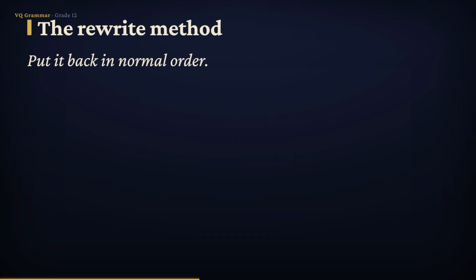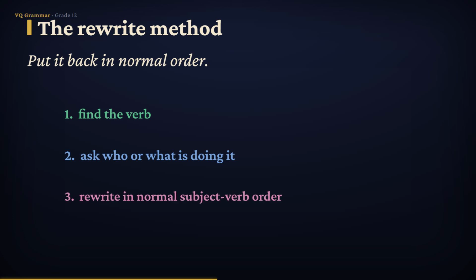Let's turn all of this into one dependable method you can run every single time. Step 1. Find the verb. Step 2. Ask who or what is doing it, and look on the other side of that verb for the answer. Because in an inverted sentence, the subject usually sits after it. Step 3. Mentally rewrite the sentence in normal subject-then-verb order. And step 4.